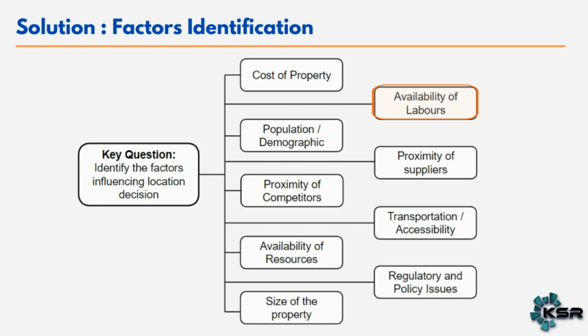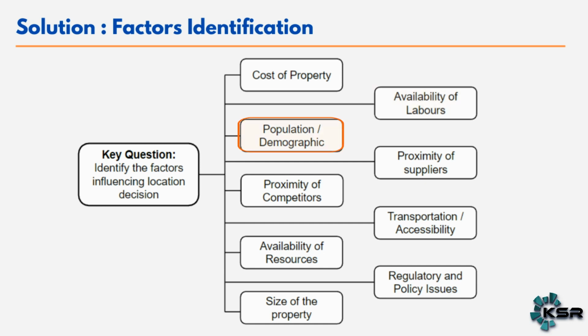The second variable will be availability of labor or workforce. For any kind of work to be done, we need a human workforce. Whether the given location has good quality labor or workforce, and can they be easily available based on the requirement? If it is yes, then that location is the best for us.